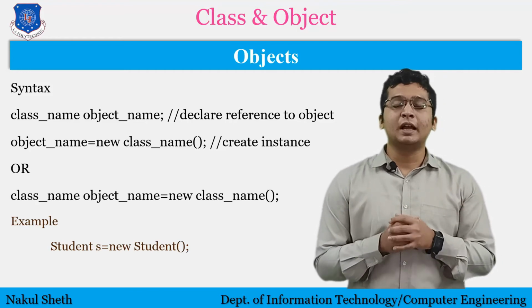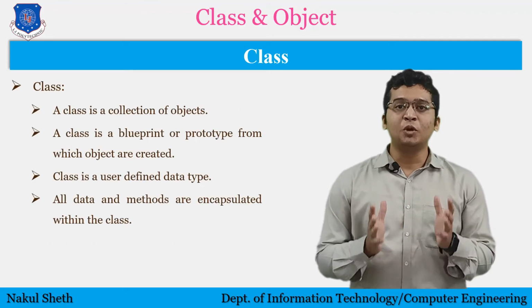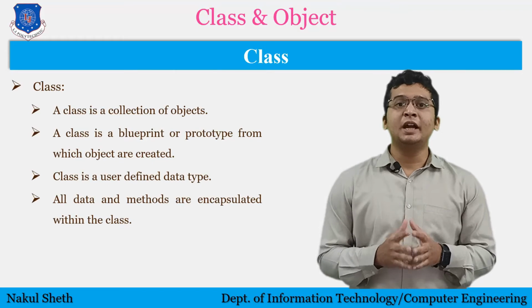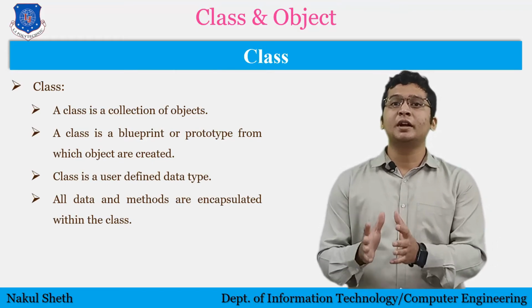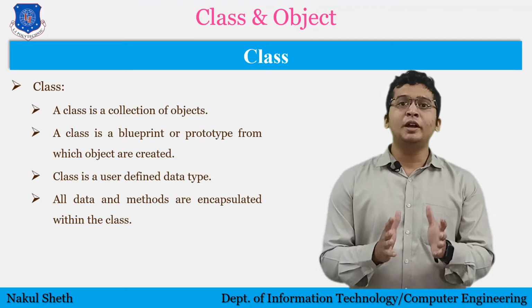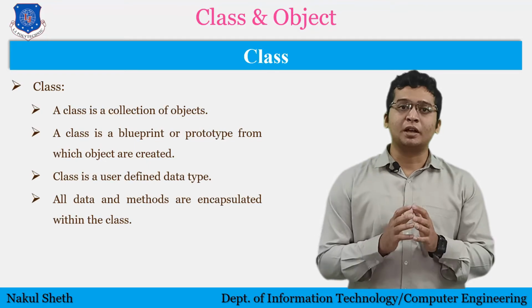Now we are going to see class in Java. A class is nothing but a collection or blueprint of the objects that we create. A class is also known as a user defined data type in Java. All data members and methods are encapsulated into a class.